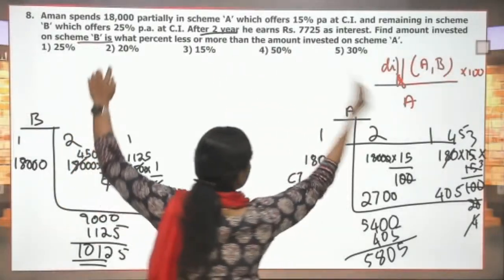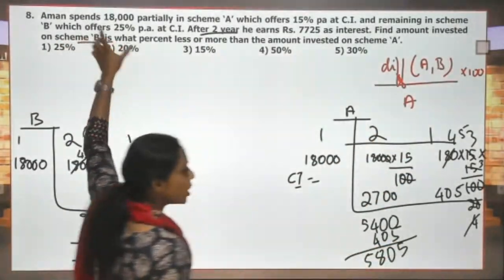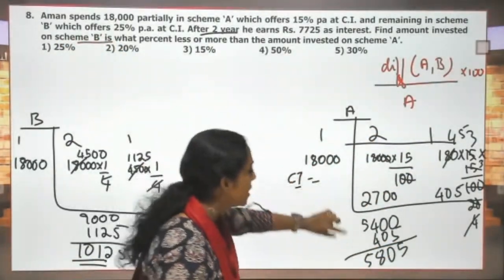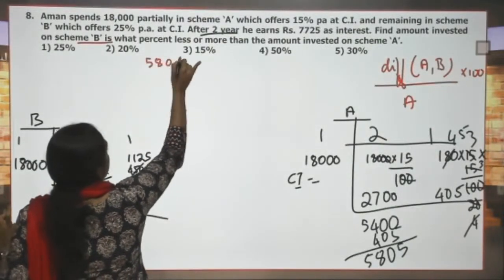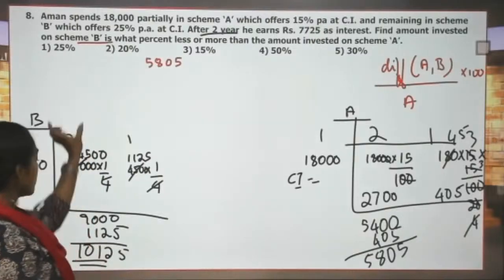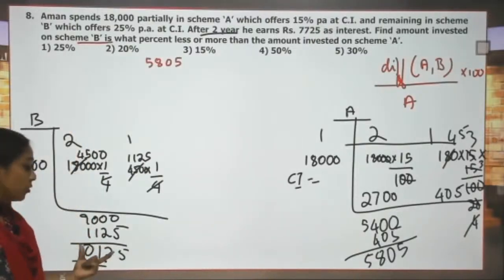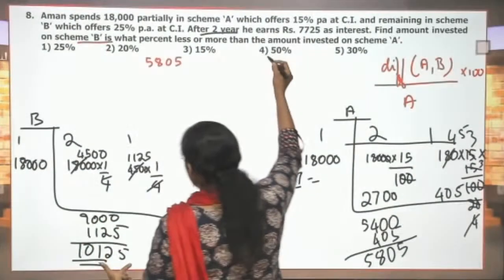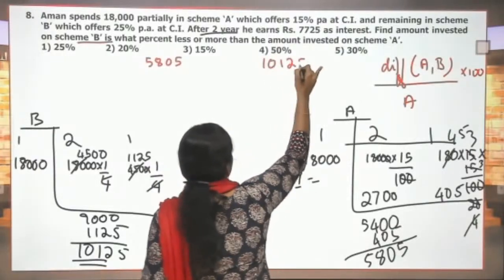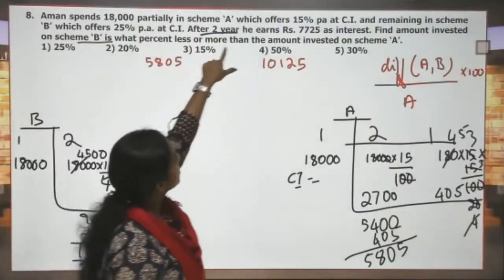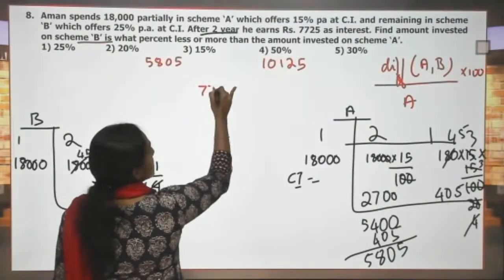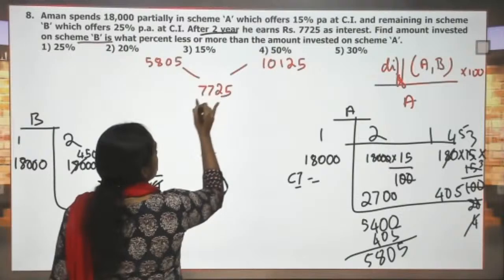So from scheme A, what is the compound interest which you are going to get when you are investing the entire 18,000 in scheme A? That is 5,805. Next, if you are investing the entire 18,000 in scheme B, you will be getting the interest as 10,125. Next, how much did you get? That is 7,725.